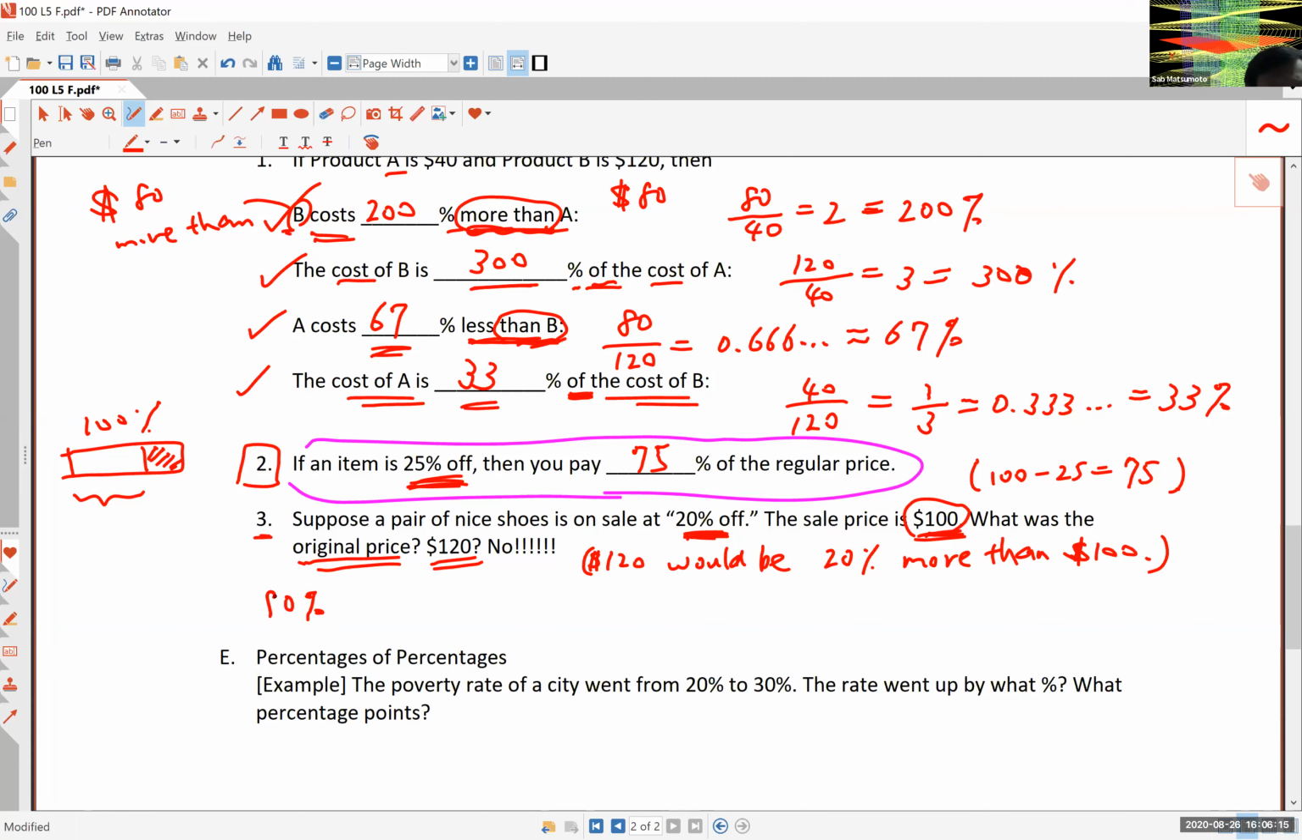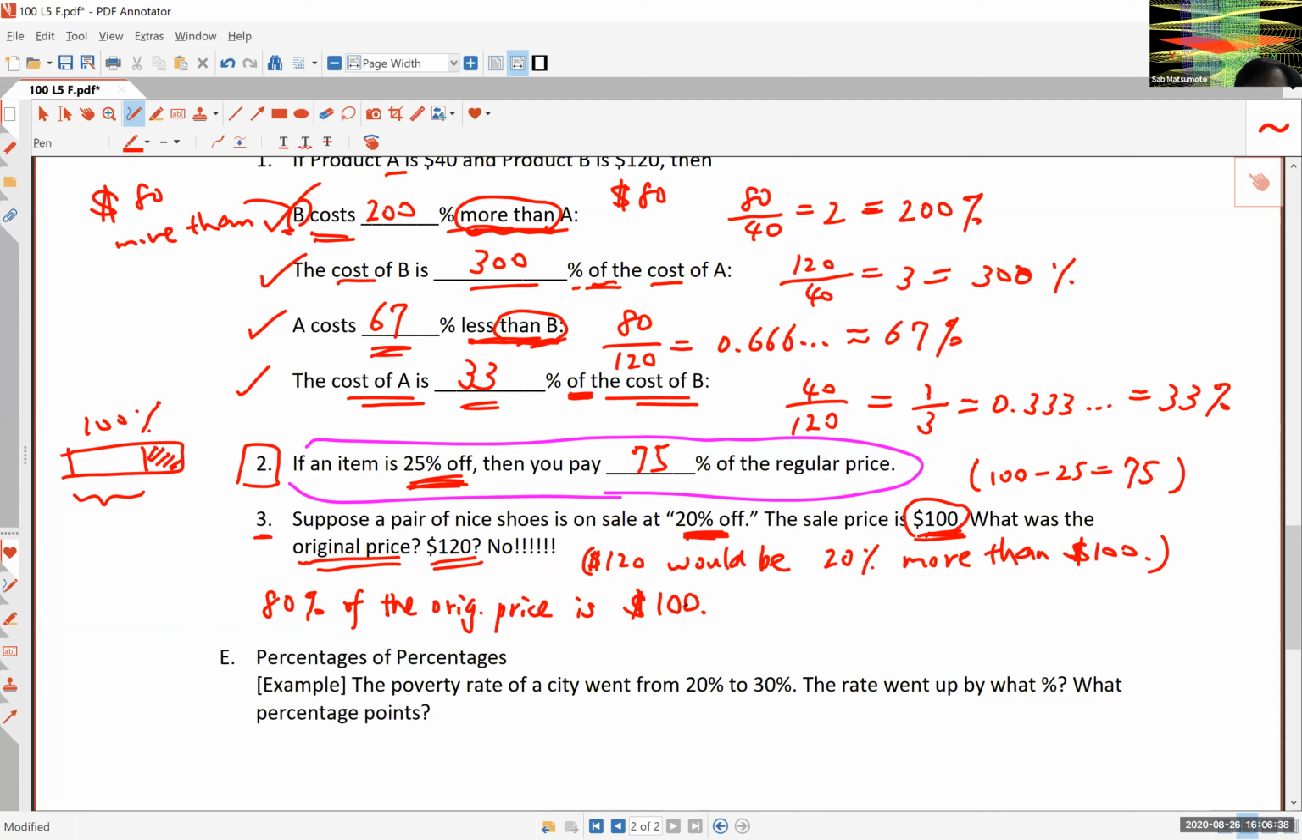Let me put it this way. You paid 80% of the original price. 80% of the original price is $100. You see the difference? You are not trying to add 20% to $100. Why not? Because that 20% is not based on the $100 sale price.